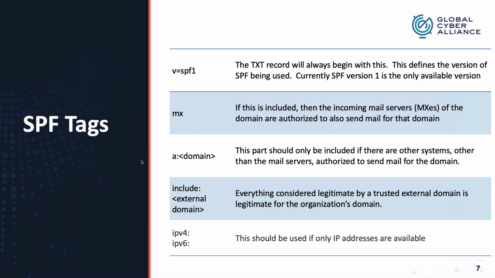So there's a question: if your record only has v=spf, it does not include the 1, it will not work. You need to include the 1. So it has to be v=spf1. So make sure you make that change.